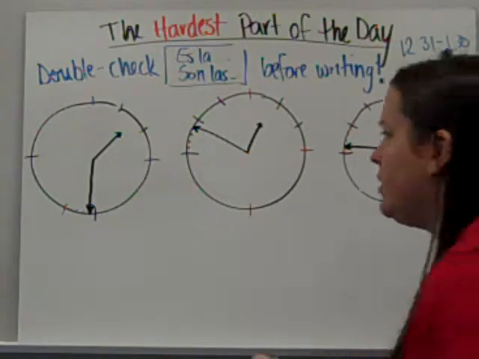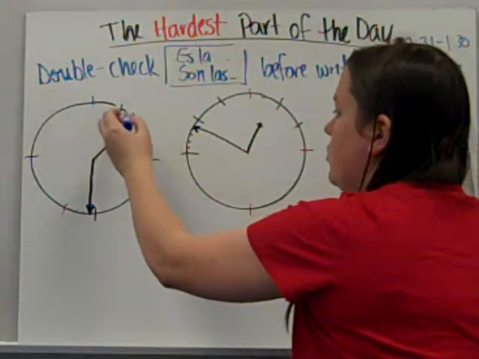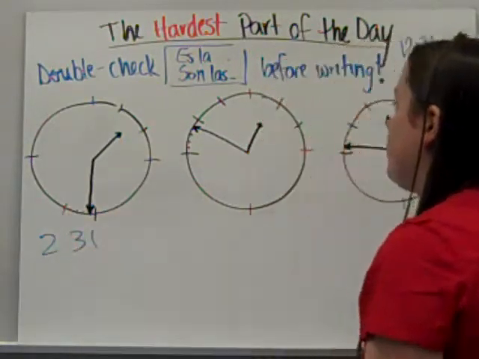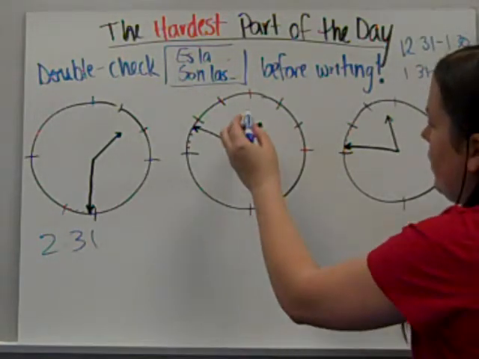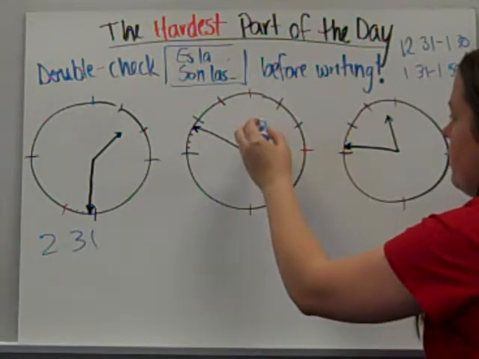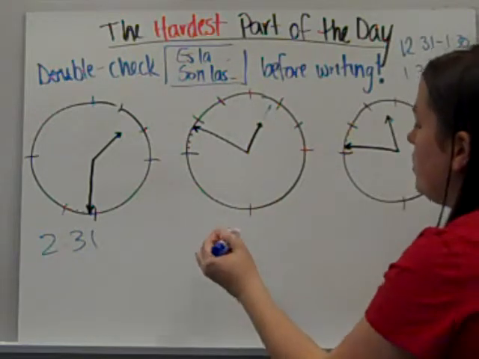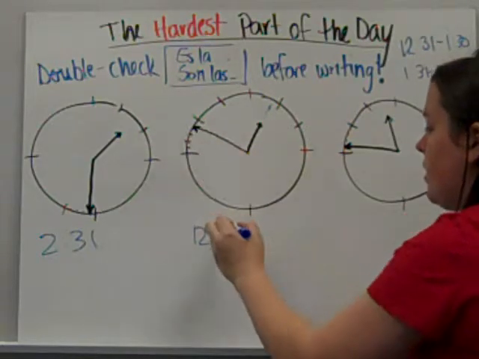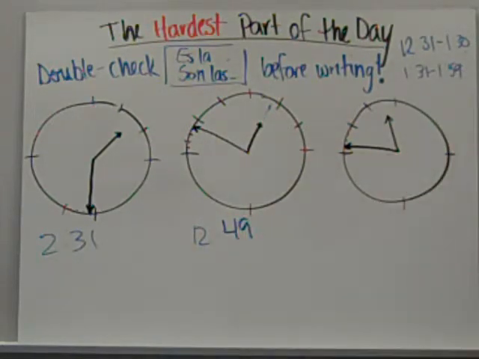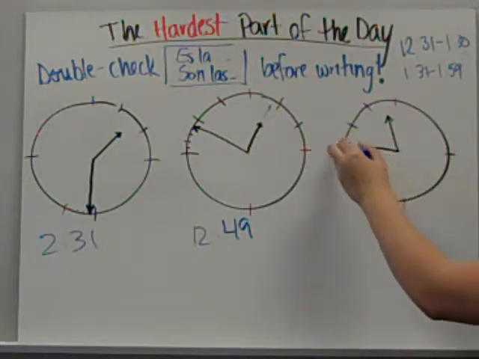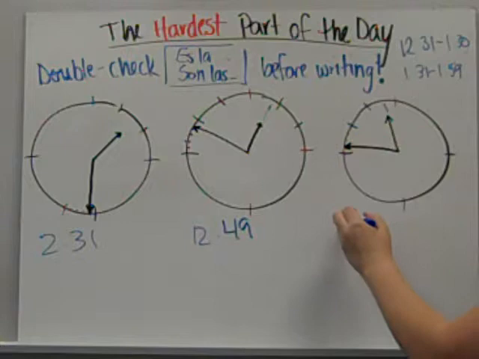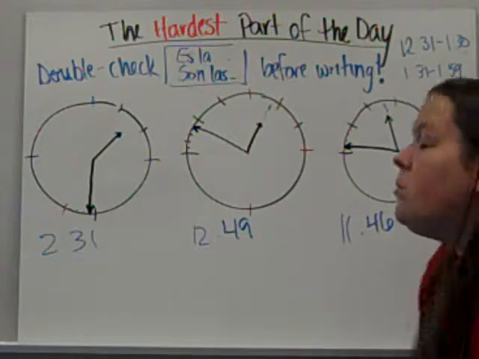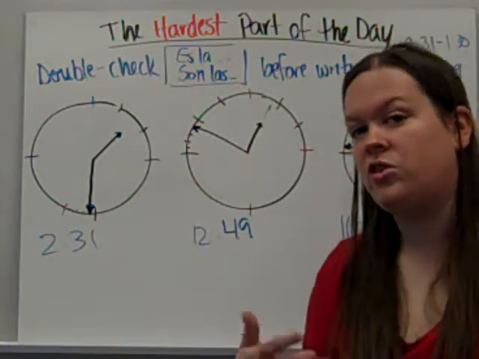So let's see, let's figure these out. Okay, 1, 2, 3, so it's 2 something, just 31. Over here, we've got 12 and then 1, and it's not quite at the 1. So it's 12, 45, 46, 47, 48, 49. And then over here, so it's past 9, 9, 10, 11, not yet at 12, so 11, 45, 46. Please pause the video and try to complete these, and then we're actually going to go over them.